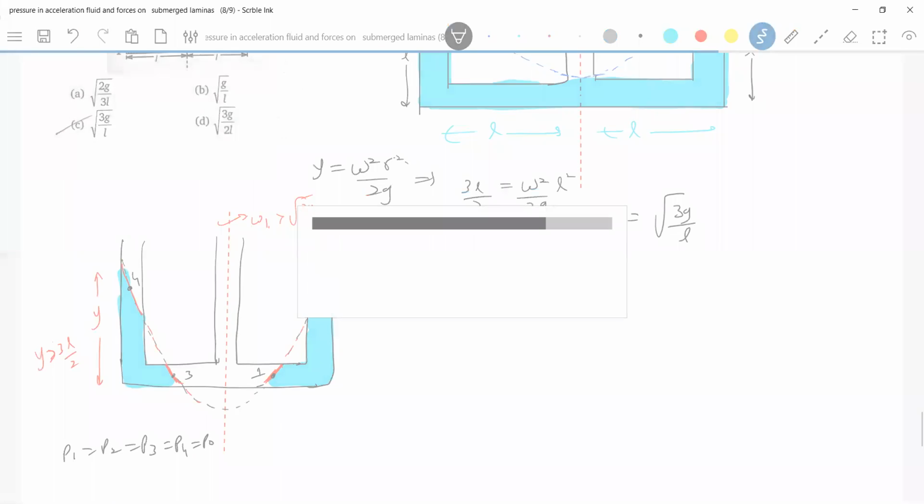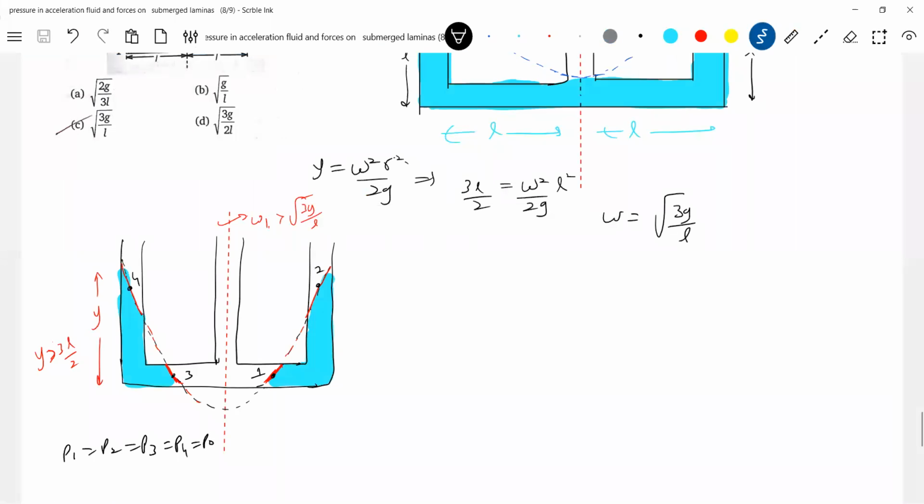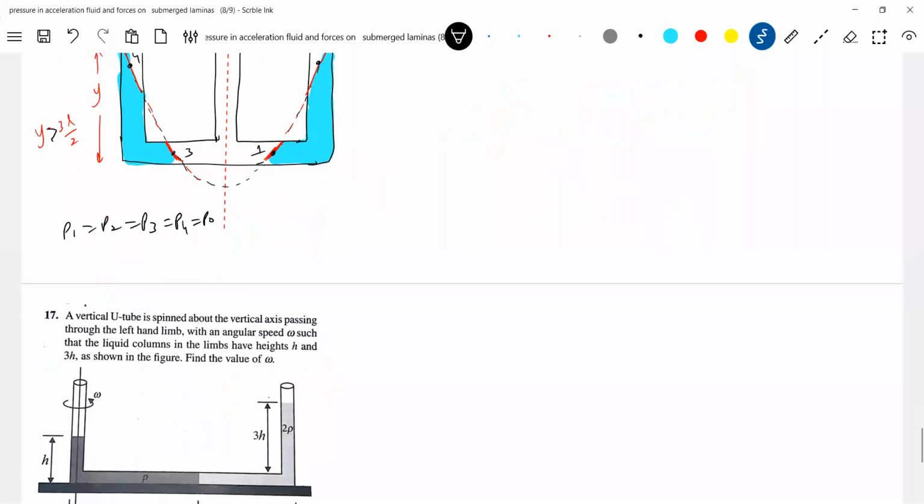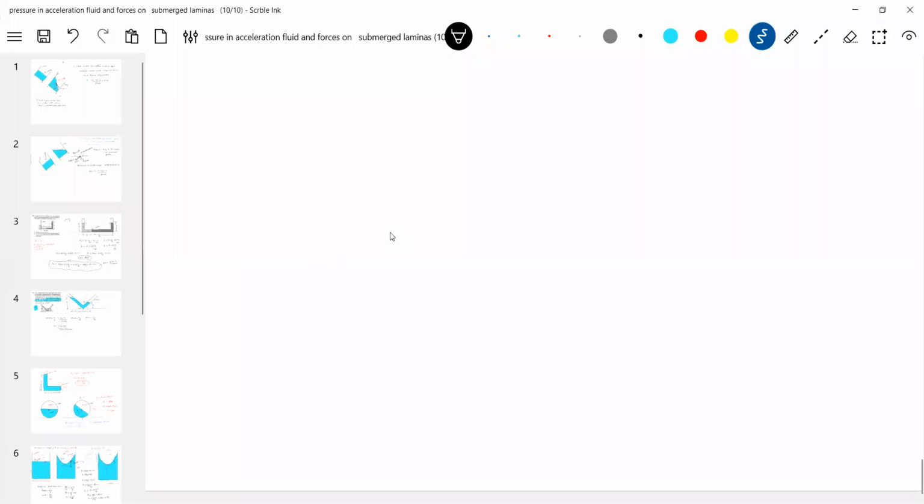I'll go for the next topic. We have half an hour. We'll discuss some problems tomorrow. This problem is there. Okay, if you want to try, I'll not delete it. We'll take now the pressure force on laminar bodies.